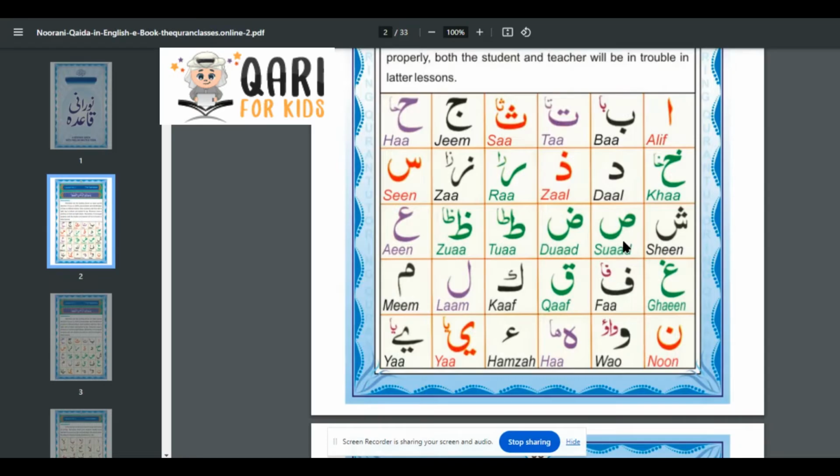Second letter is Swad. Swad has no dots, which makes it simpler compared to some other letters. This letter is easily recognizable due to its unique shape and lack of dots. Swad.